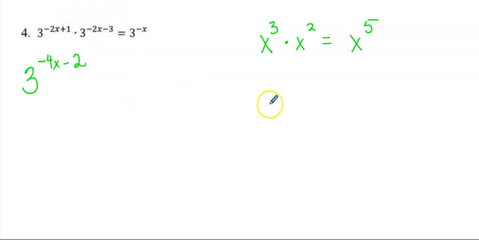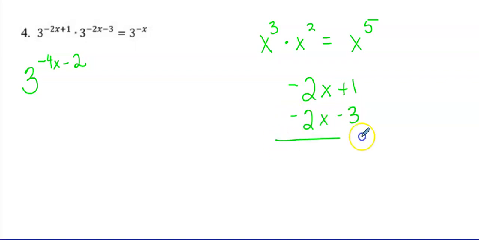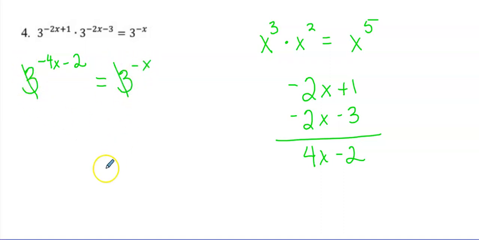That's minus 2. If you're not quite sure about that, here's what I did. I took one exponent and I combined it with the other exponent. So that was negative 4x minus 2. So I just added the like terms. And then the other side is just 3 to the negative x. My bases are the same. Cancel them out. Negative 4x minus 2 equals negative x. I'm going to add a 4x over here.